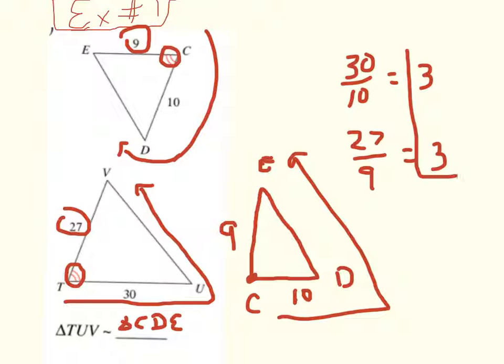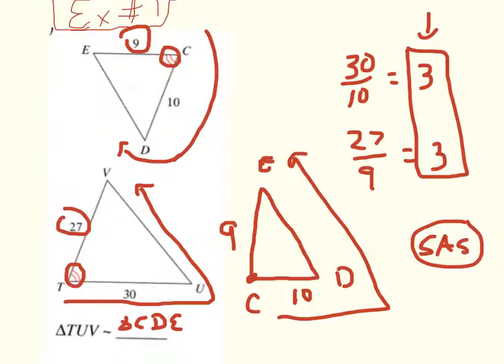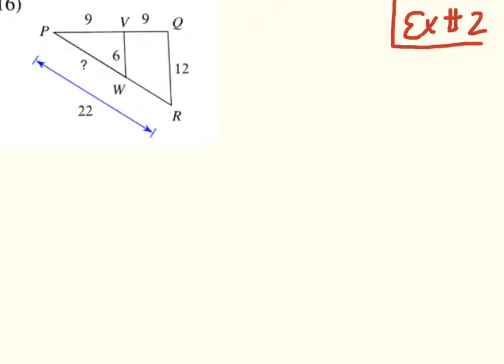So if these are the same numbers, and it doesn't matter if you do 10 divided by 30 and then 9 divided by 27, it would still be 0.33. As long as these numbers are the same, you have similar triangles. So that's your test. Now this was just a side angle side situation, because I had a side and then an angle and a side, and the sides were in proportion. The next example here, I might need to find a side.